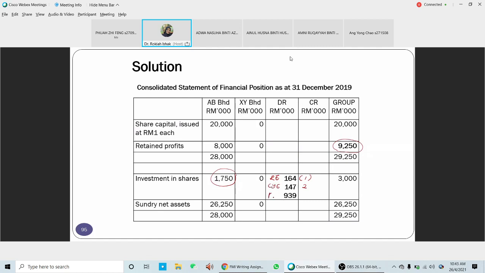939 here is from a remeasurement. Okay, journal entry number 3. At the end, the value of your investments here will be 3 million, which should equal the fair value that is given. The fair value given here is 3 million.